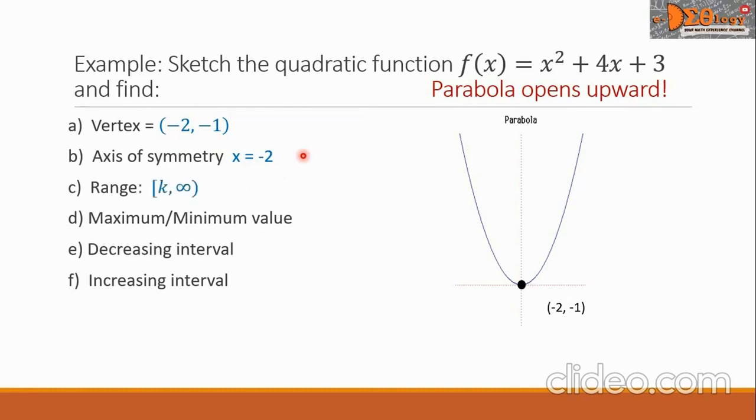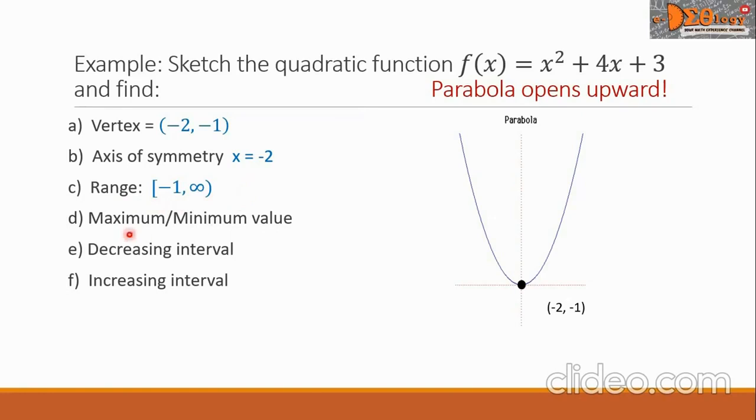For the range, the formula is square bracket k, comma, infinity. This k is the y coordinate of the vertex. So we will just change the k by negative 1. So our range is square bracket negative 1, positive infinity, close parenthesis. So we are done with the range.